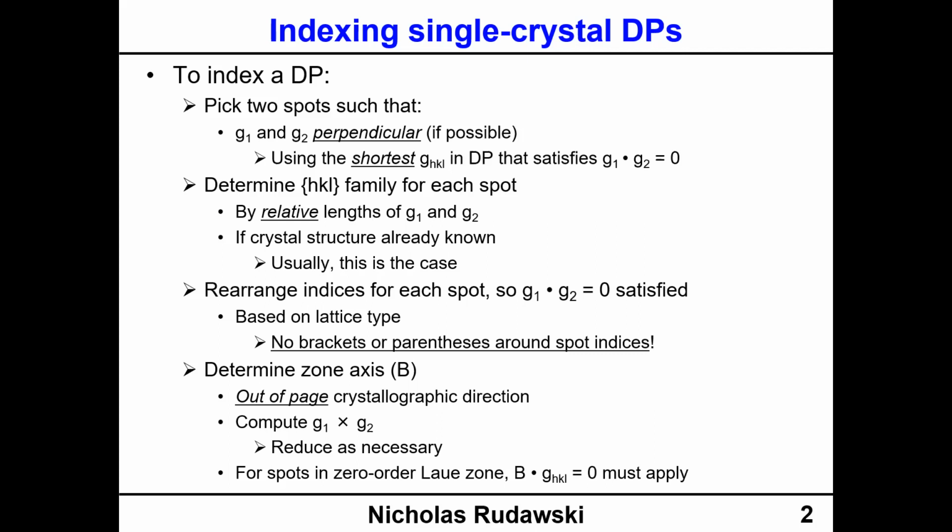So once we have potential families that meet the relative lengths, we then need to assign indices to G1 and G2 to satisfy a zero dot product, because we stipulated that G1 and G2 are perpendicular. Now when we put indices on the spots, this is a common error I see. You don't put any brackets or parentheses around the indices.